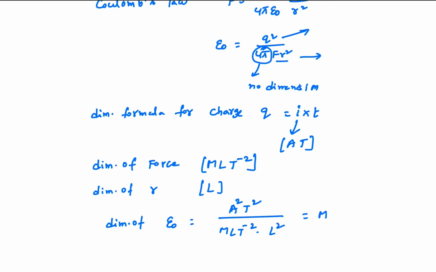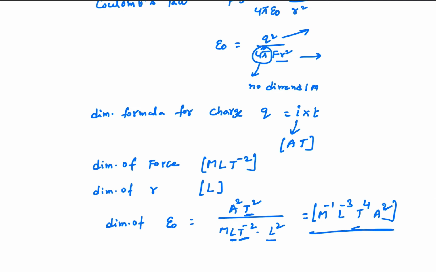Now, M is only in the denominator, so you can write it as M power minus 1. L and L square give L cube, and if it goes up, L power minus 3. T square and T power minus 2 in the denominator give T power 2 plus 2, so T power 4, A square. So this is the dimensional formula of permittivity.